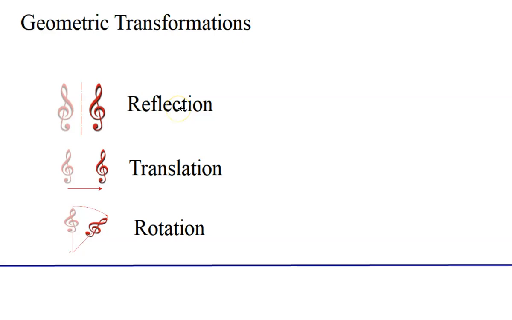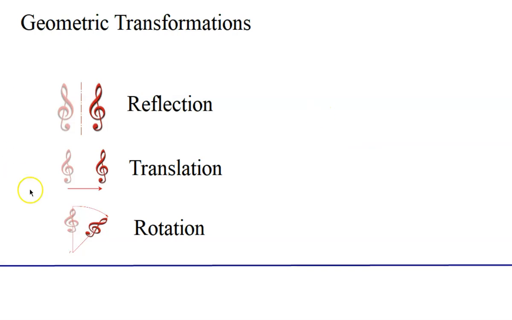A reflection is like a mirror image. A translation, sometimes we call a slide or a glide. It's basically just sliding something around. And a rotation is turning it. It might be turning it around a different point, or it might be just turning it around on top of itself, right where it's sitting already.